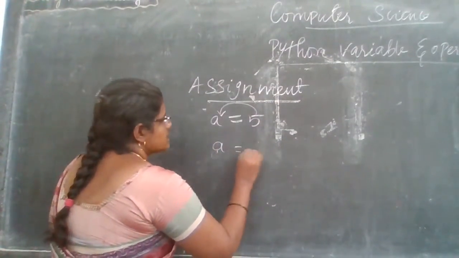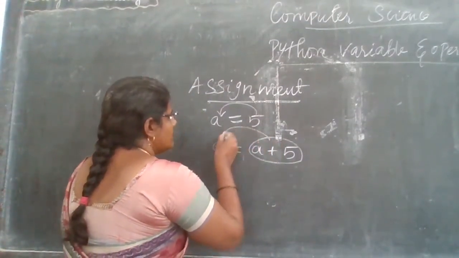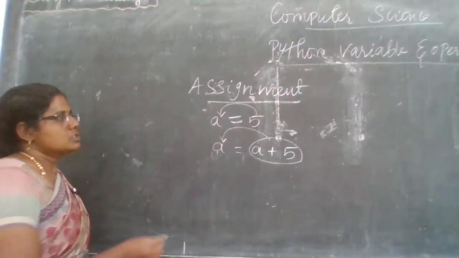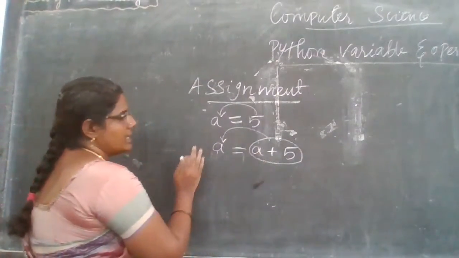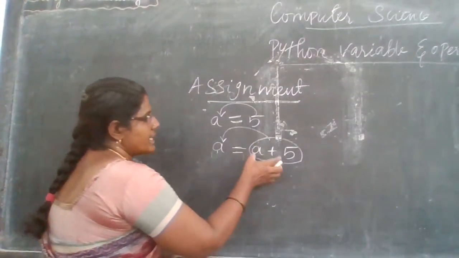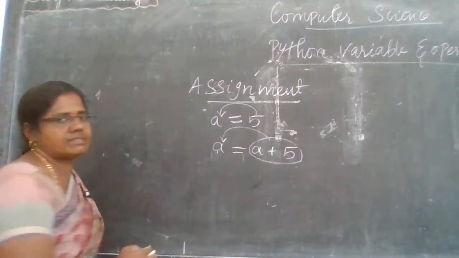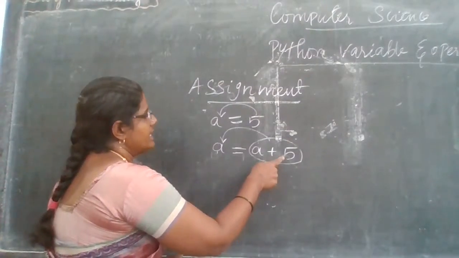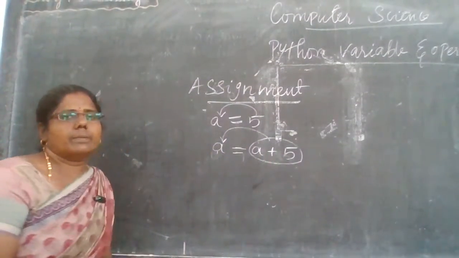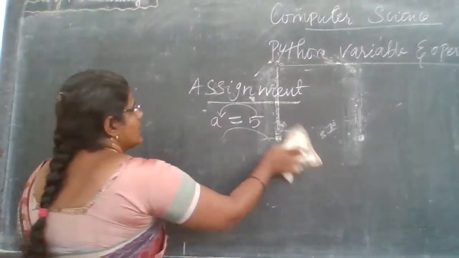Suppose if I am using an expression here, evaluate that right side expression and the answer will be stored in the left side variable. So the use of the assignment operator is that the right side value is assigned to the left side variable. If you are using an expression, evaluate that expression and the result will be stored in the left side variable. So what is the value of a? 5 plus 5, 10. 10 will be stored in the variable a.